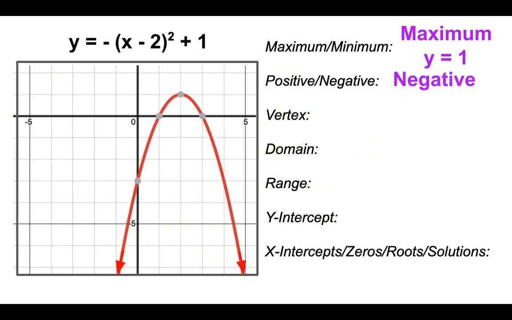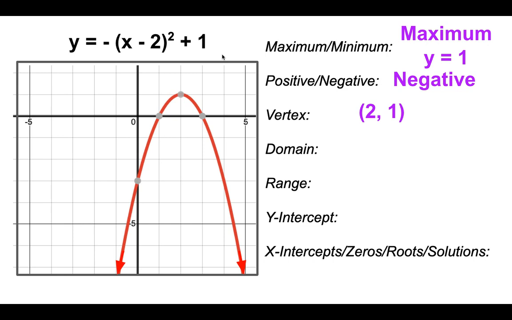It's facing downwards. If we look at our vertex, we want to know where it changes direction. In this case, it travels up to down, changes from increase to decrease. The vertex is right here, and that is the point 2, 1. Right 2, up 1. 2, 1. It corresponds to this right here. Inside's opposite, 2, 1. Positive 2, 1.